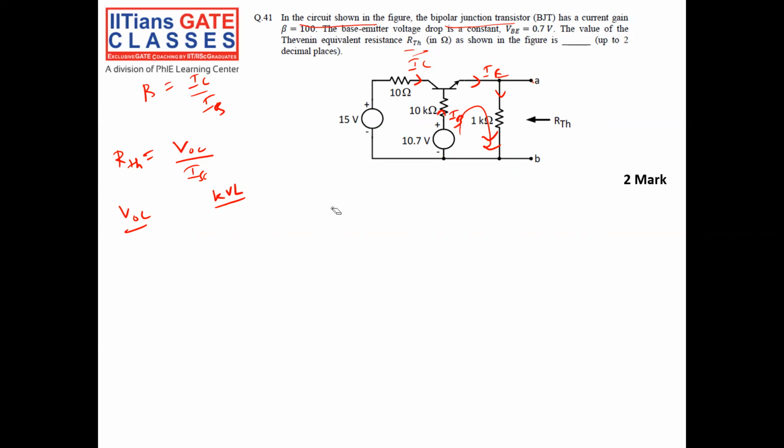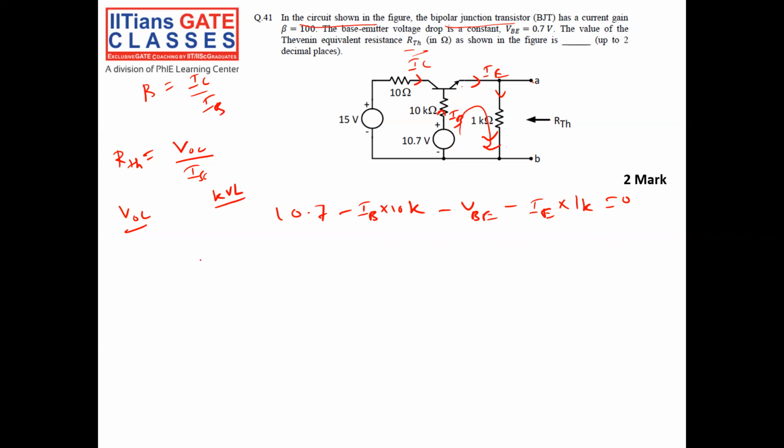So 10.7 minus IB into 10K minus VB minus IE into 1K is equal to 0. I put a KVL here: 10.7 minus IB into 10K minus VB minus IE into RE, which is 1K, is equal to 0.